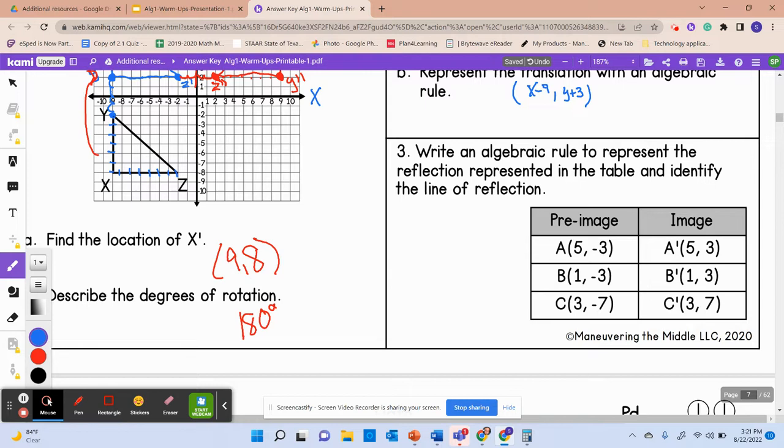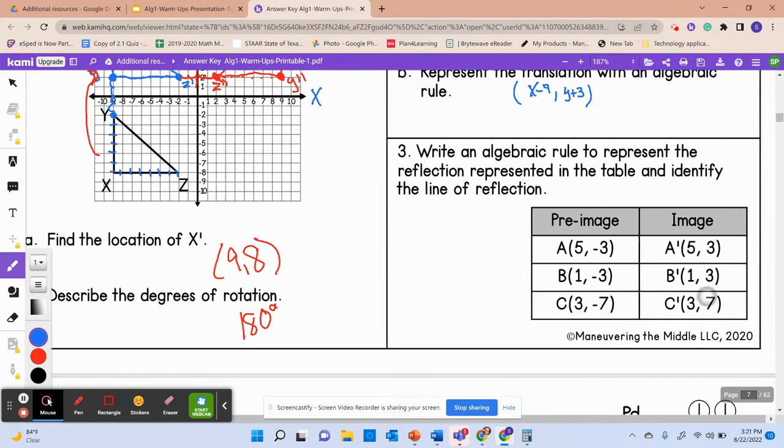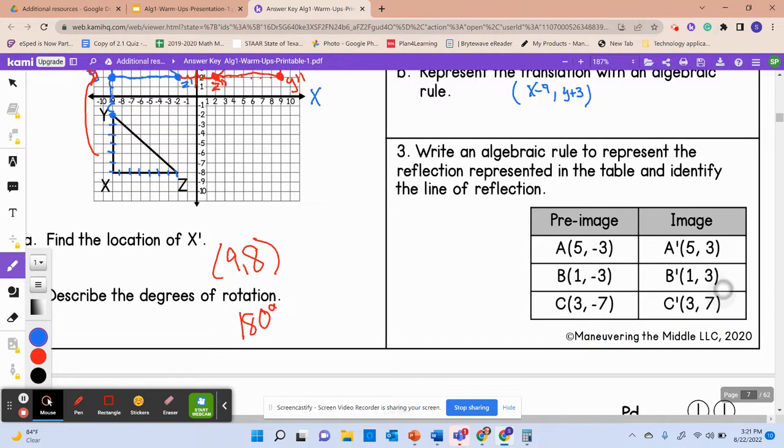All right. Now, the final one that they want us to look at today is to write an algebraic rule to represent the reflection represented on the table and identify the line. Well, what you have to do first is you have to identify what changed. So from A to A prime, I see that the 5 is the same, but the 3 is now negative. Sorry, it started off negative and now it's positive. It was negative, positive, negative, positive.